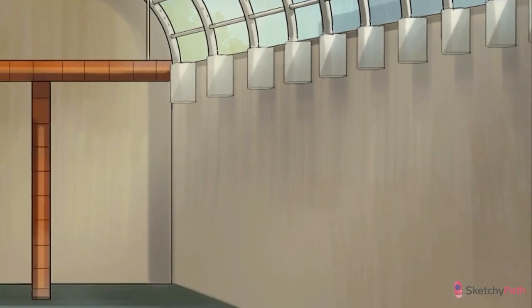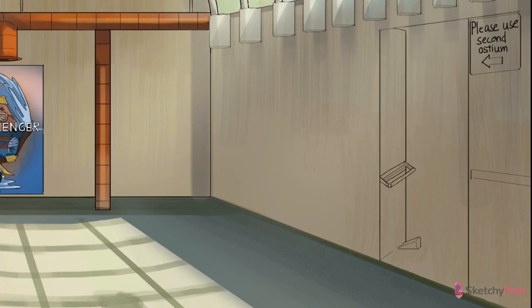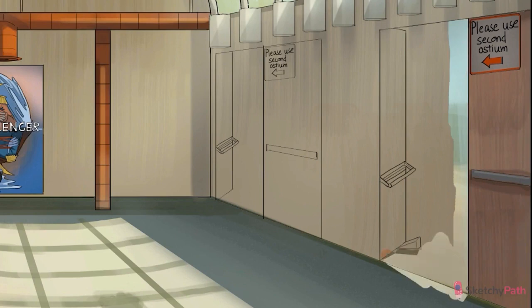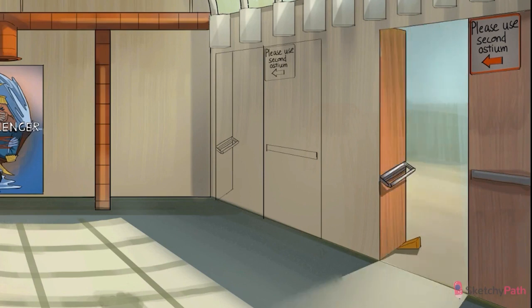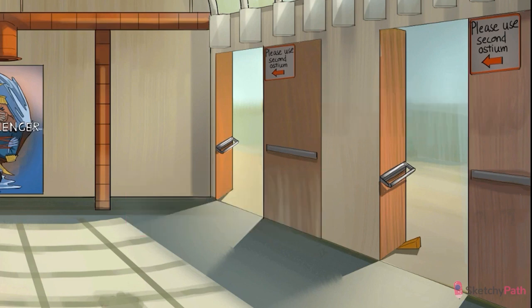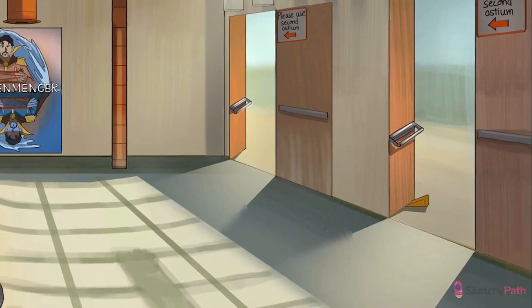We'll keep it simple. The first septum formed between the left and right atria is called the septum primum, and in this sketch, it's represented by the first set of doors that the visitors must walk through before entering the atrium of this convention center. There are two holes, or ostia, that form in this first septum, the ostium primum and ostium secundum. The ostium primum eventually closes on its own. See that sign, though? It's the second hole, the ostium secundum, that stays open.